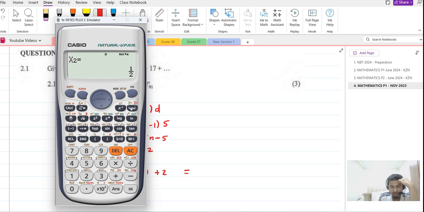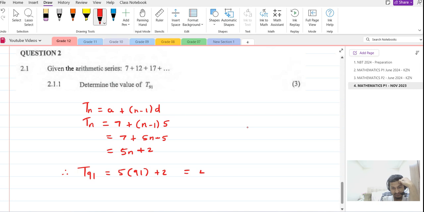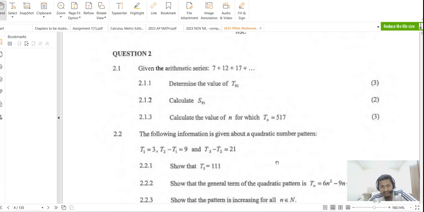So I'm just going to use a calculator, right? Because I get really tired solving these. 5 times 91 plus 2. So what we're getting is 457. So we know 457 is the 91st term. Moving on to the next question, calculate S91.